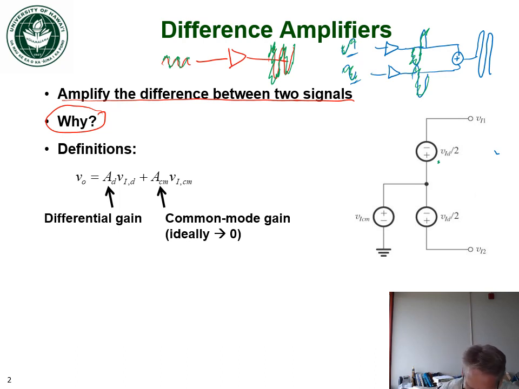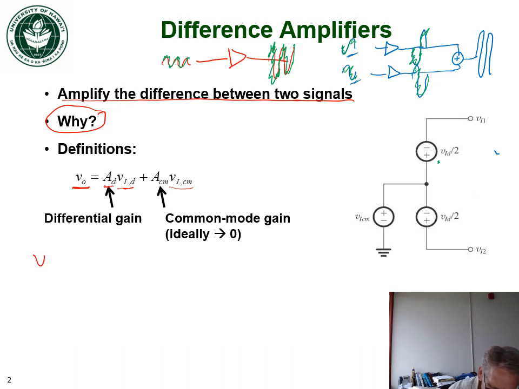So now let's go to a few definitions. First of all, we can use some terms: the output voltage of an amplifier is the differential gain, AD, times the differential input, VID, plus the common mode gain, ACM, times the common mode input. And so what do we mean by that?